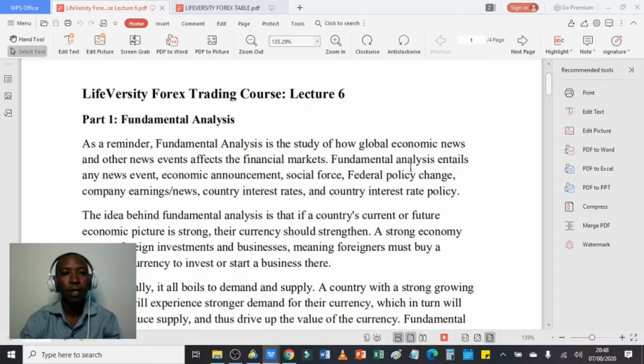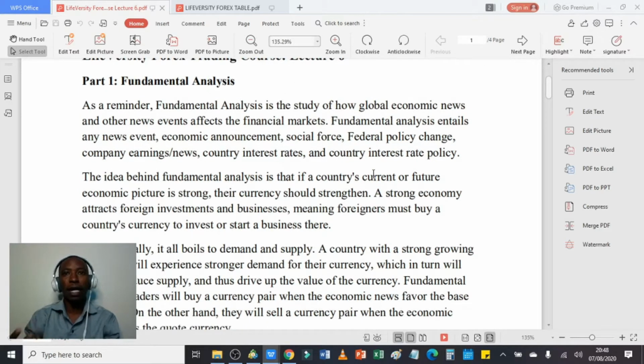And as you can see in the screen, LifeVersity Forex Trading course lecture 6 part 1 fundamental analysis. And as a reminder, fundamental analysis is the study of how global economic news and other news events affects the financial markets. Fundamental analysis entails any news event, economic announcement, social force, federal policy change, company earnings news, country interest rates, and country interest rate policy. So basically, fundamental analysis is all about news, using the news to trade the market, because news that happen on a daily basis influence the direction of the market. Using fundamental analysis, you can be able to know when to buy and when to sell a given currency pair.